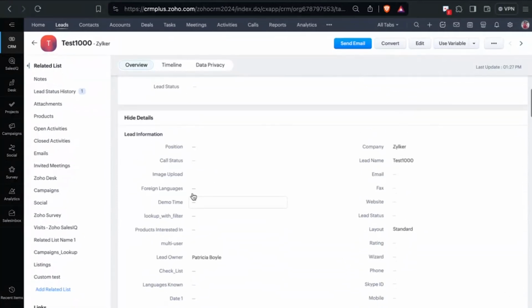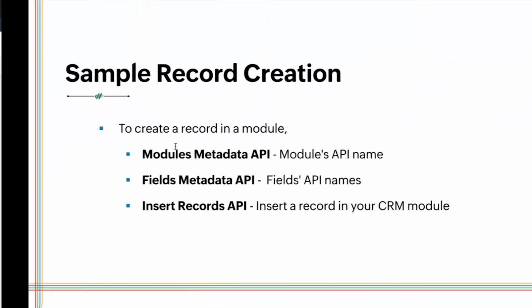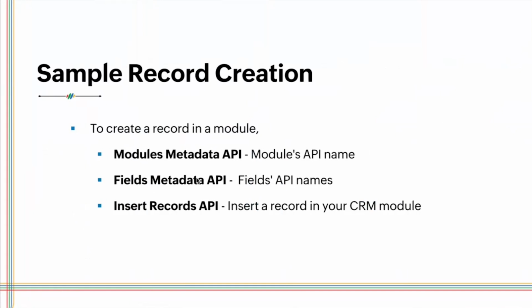So how do I know the API name of each of these fields? How do I know the data type of each of these fields? Here you make a fields metadata API call, which lists the API names of the fields, the data type, and if it's a pick list, what the different values of the pick list are. And then when you have all the information, you have all the key names, you have all the API names. Then you make an insert records API call.